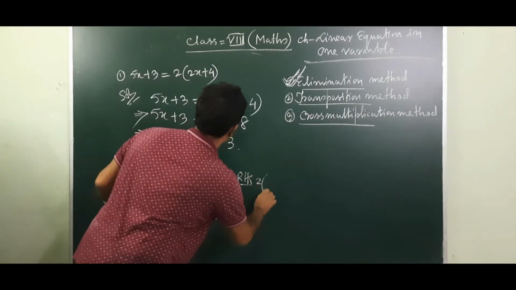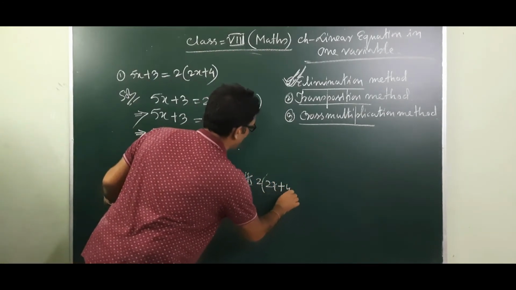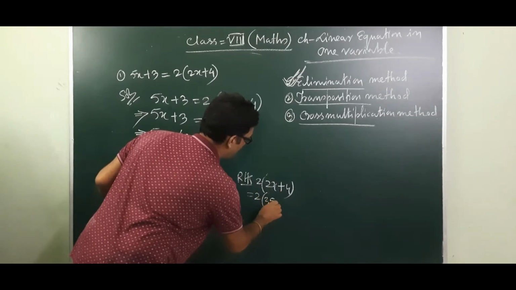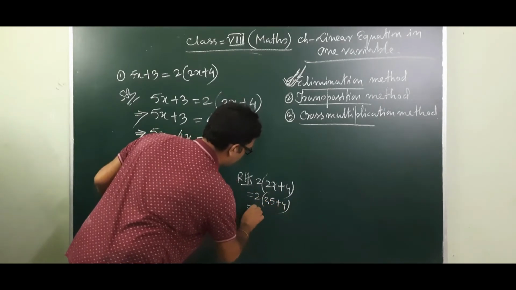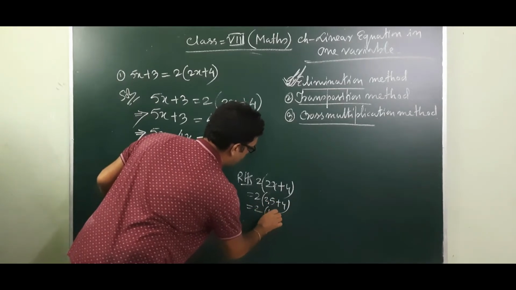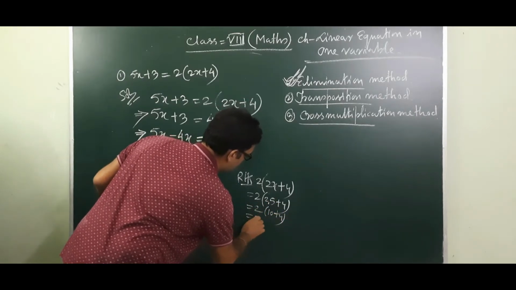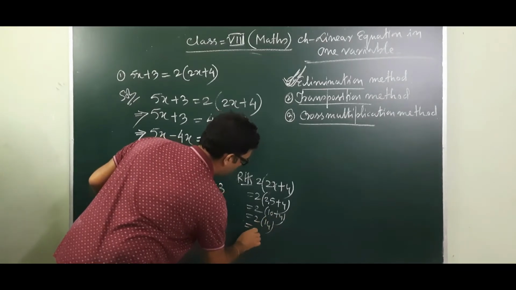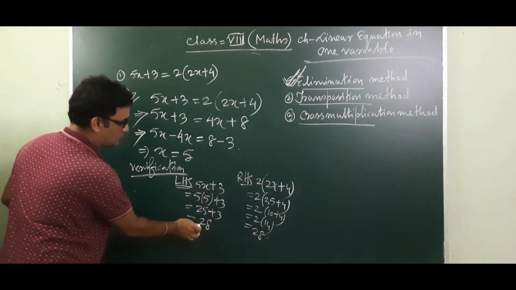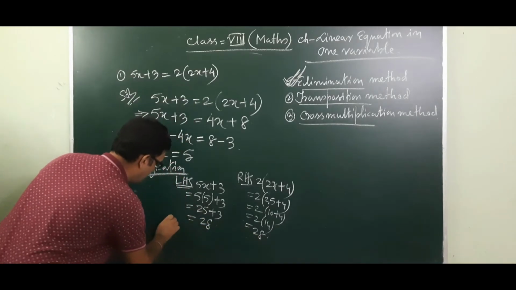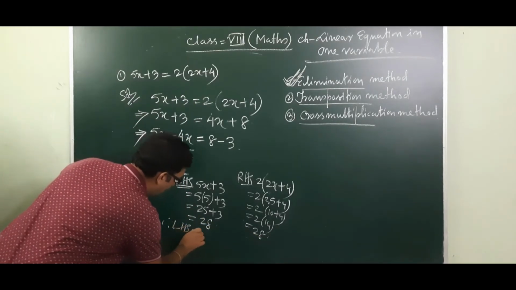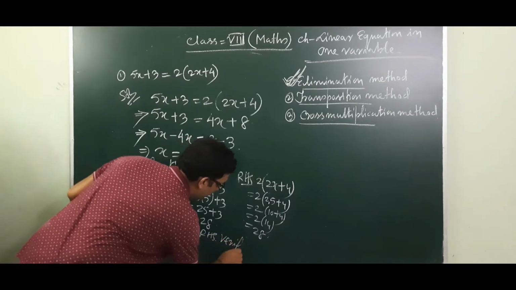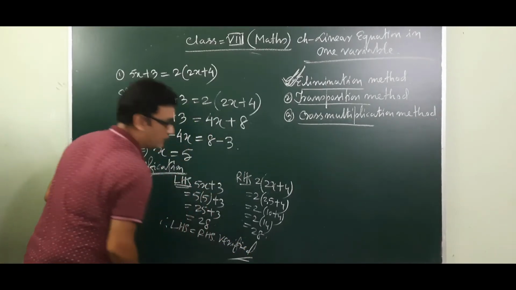2 into twice x plus 4. Then 2 into x value means how much? 5 plus 4. That means 2, 5 2s are 10 plus 4. That means 10 plus 4 means how much? 14. 14 2s are 28. Now you see left hand side also 28, right hand side also 28. Therefore, you can write left hand side equal to right hand side, verified. You can write verified.